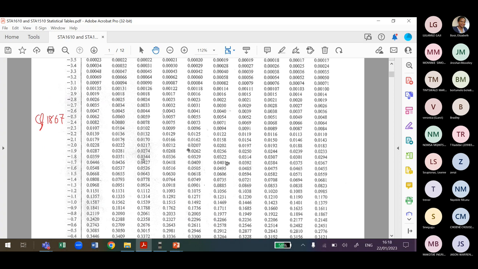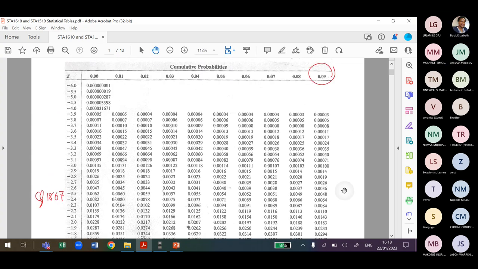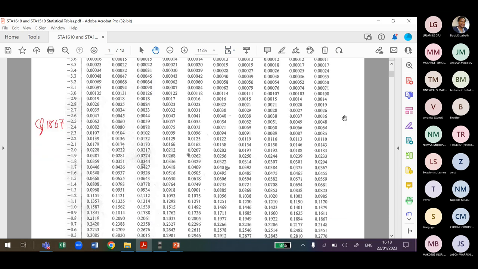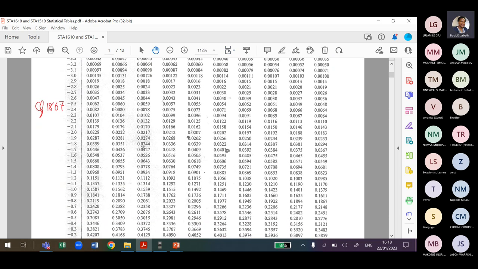It's under negative 0.8, on the last column. The last column is 0.9. So here is the value that we are looking for. So write out what is the Z value that corresponds with this value. First, read this value here, and read that value there. What is the answer that you get?